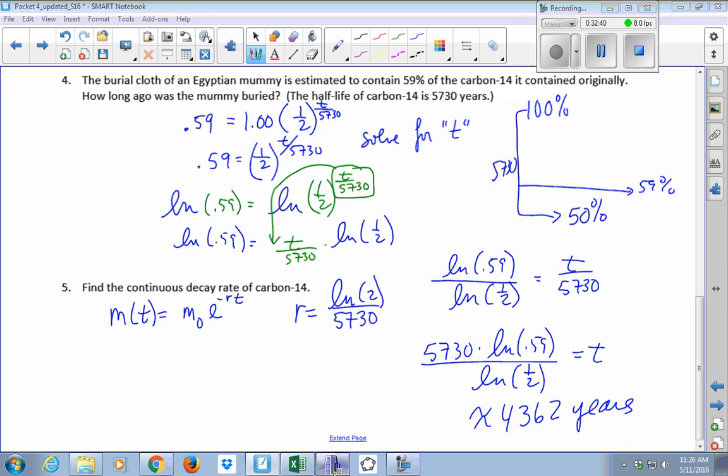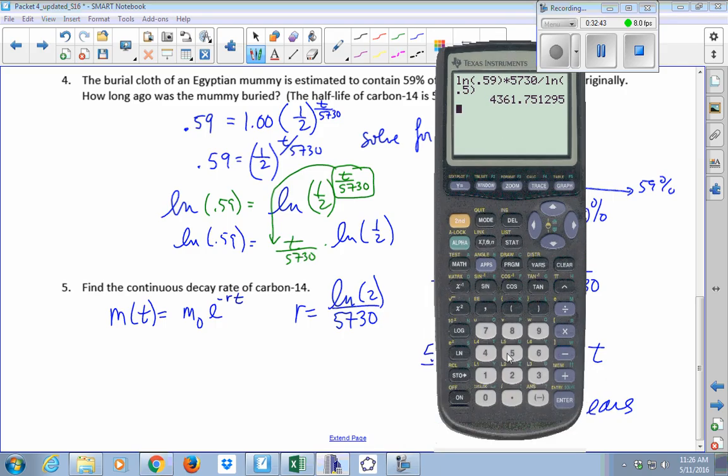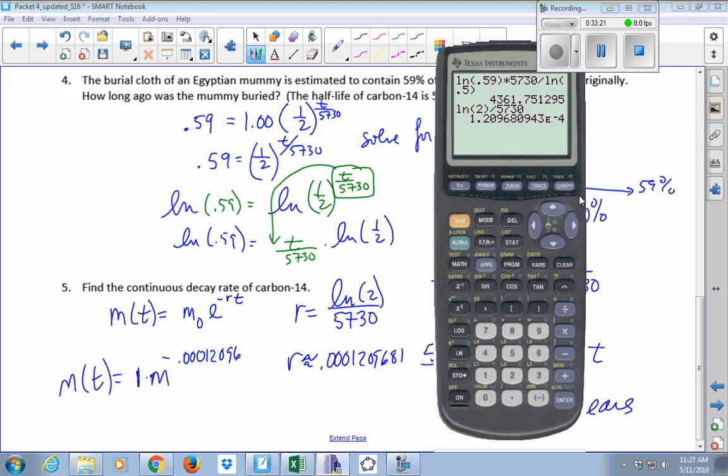So you throw that in your calculator. Natural log of 2, divided by your half-life. That will give you your value of r, your continuous decay rate. Notice it's 0.000, there's 3 zeros because that's to the negative 4, 1, 2, and so on. So r equals 0.000120968. I'm going to round it off a little bit. So M of t equals 1 because I had 100% carbon-14, and then I put as much of this in as I can because I want to have an accurate answer.